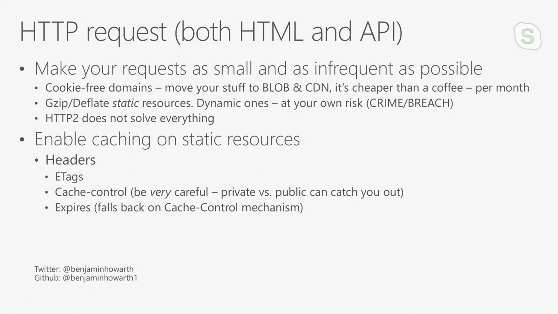Caching on static resources is straightforward. You can use ETags, which are generally a hash representation of your file, so that if the hash changes, your server can then go, oh, I need to re-request that resource. Cache-Control requires a little bit of configuration if you want to use that header. Private versus public can catch you out, especially if you're in an enterprise environment and you're using a proxy in the middle, which could accidentally cache things without you knowing about it. And the Expires header is one which then falls back on Cache-Control.